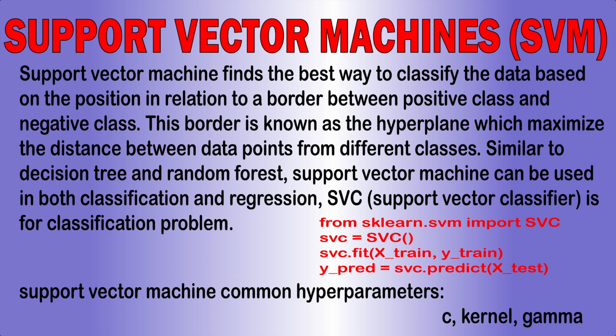Support vector machine, SVM. Support vector machine finds the best way to classify the data based on the position in relation to a border between positive class and negative class. This border is known as the hyperplane, which maximizes the distance between data points from different classes. Similar to decision tree and random forest, support vector machine can be used in both classification and regression. SVC, support vector classifier, is for classification problems. Support vector machine common hyperparameters: C, kernel, gamma.